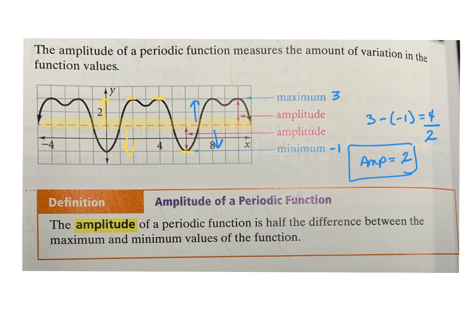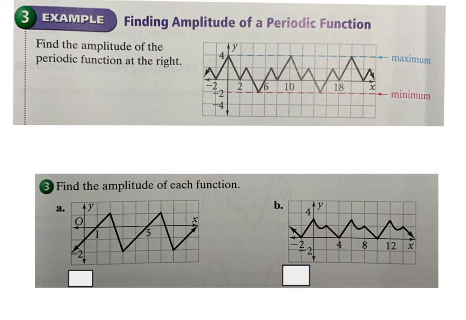All right? So let's look at example 3. Find the amplitude of the periodic function at the right, all right? So the first thing we're going to do is figure out what our maximum is. What is our maximum here? 4. All right, what is our minimum?